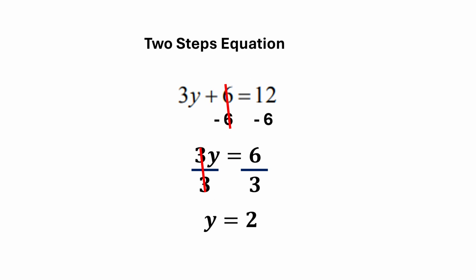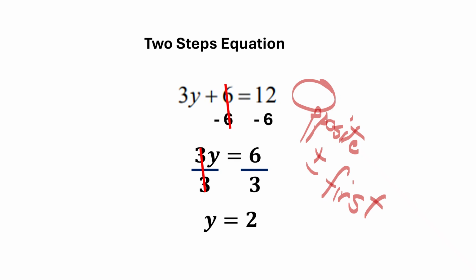That's it. So the most important things to remember, two things. Do the opposite, always do the opposite. And get rid of the plus or minus first. It's just these two things to remember. We do the opposite. If you see plus, we do minus. If you see times, we do divide. And then we get to solve it. Let's look at more examples.